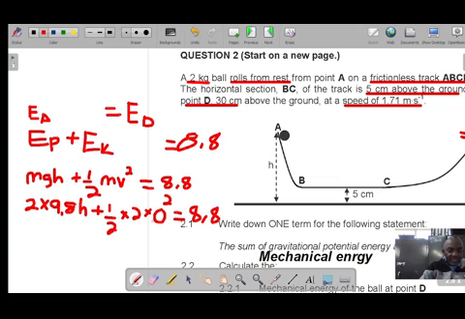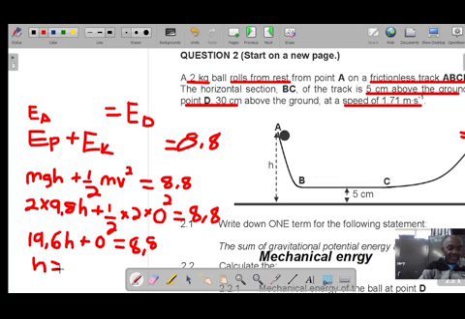Now if I simplify this other side, I'm going to get 19.6 h, and then plus 0 because of the 0 squared, equals 8.8. So how do I get my h here? Now talk to me, since you're doing maths literacy. I'm going to divide 8.8 by 19.6. So what's my h?